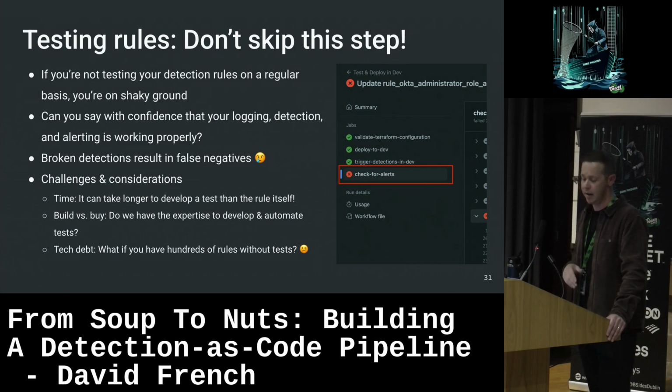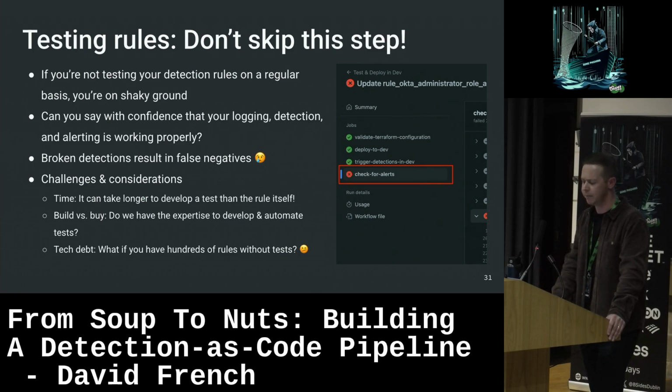So when you're building this out, don't skip this step, right? If you're not testing your rules on a regular basis, then you can't have confidence that your logging, detection and alerting pipeline is working properly, right? And it's only a matter of time before you get blindsided by missing a red team activity or attacker behavior, right? So if you've got 10 detection rules, you can probably keep up with testing those manually once a week or once a day. When you're talking about hundreds, it's not scalable.